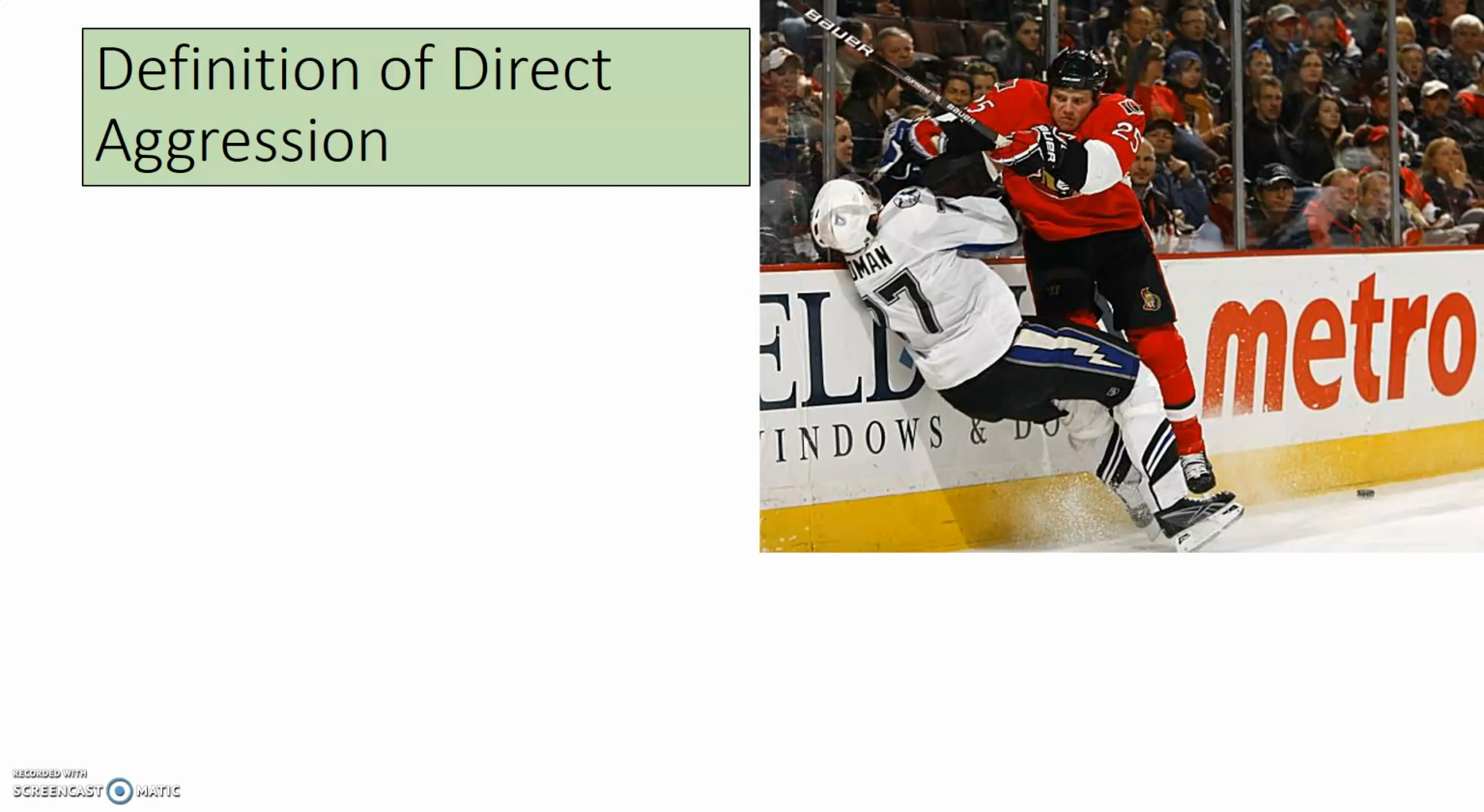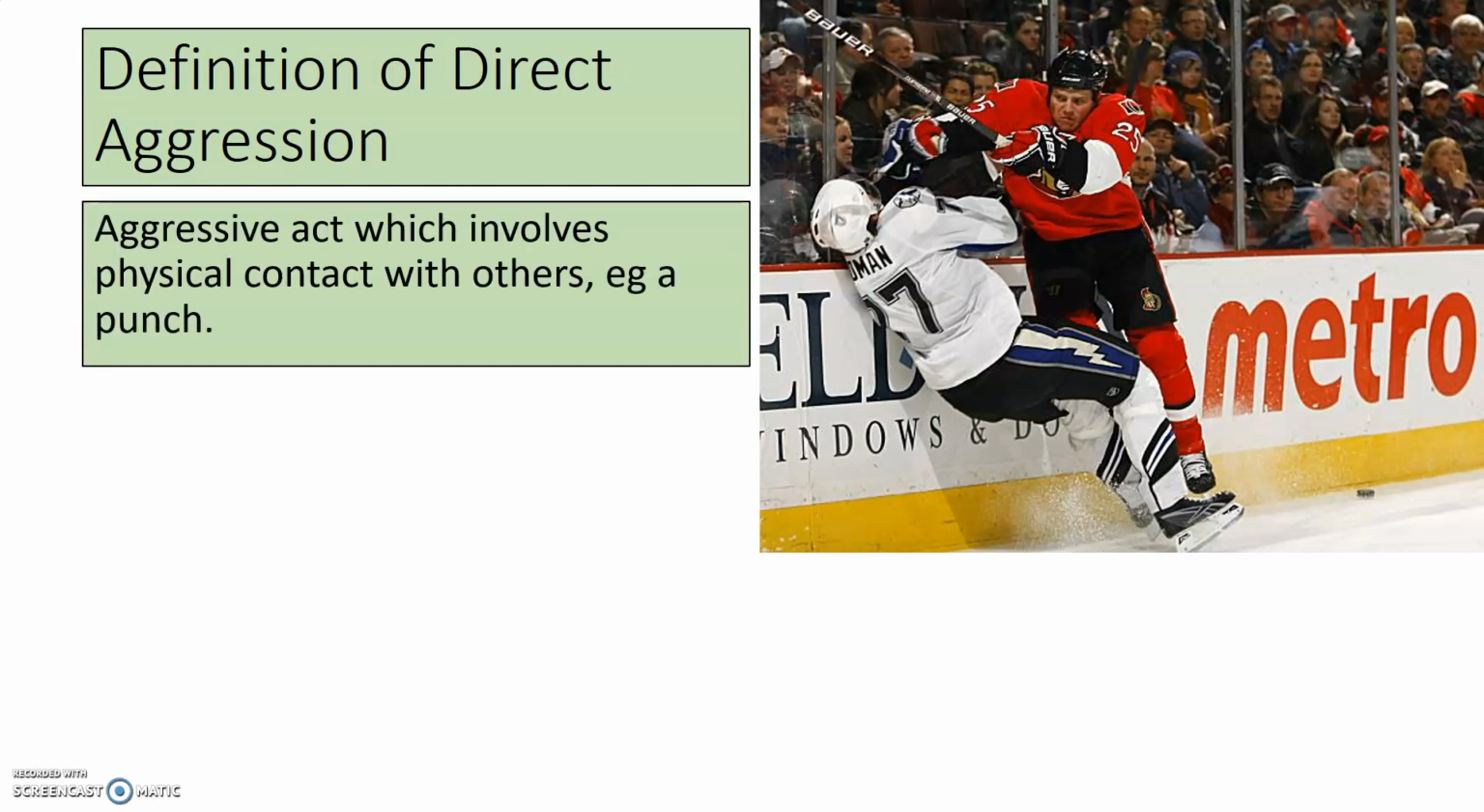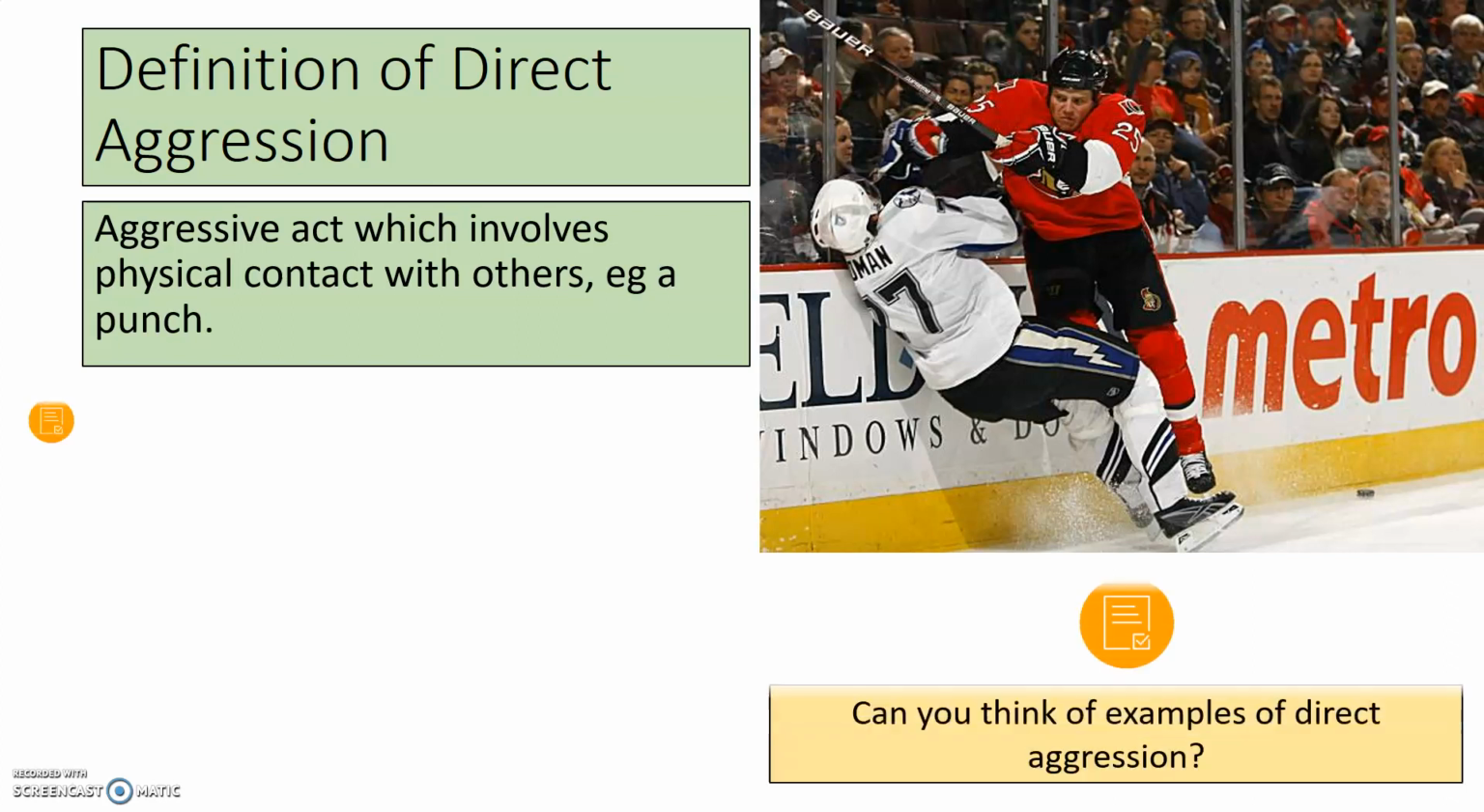Okay, so let's look first of all at direct aggression. When we look at direct aggression, we're talking about an aggressive act which involves physical contact with others. An example here might be when we punch an opponent or someone else. That is what we call direct aggression. It's towards another person, and there's physical contact involved in this specific situation.